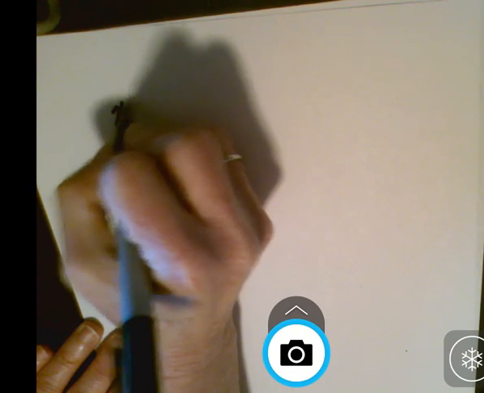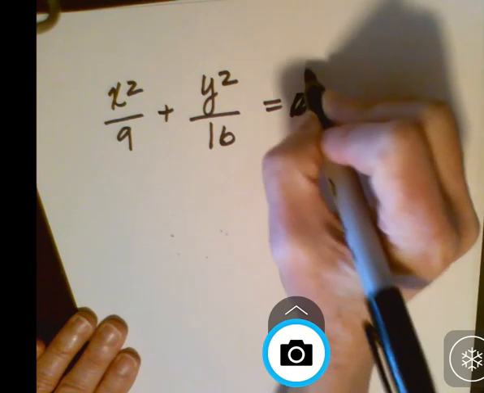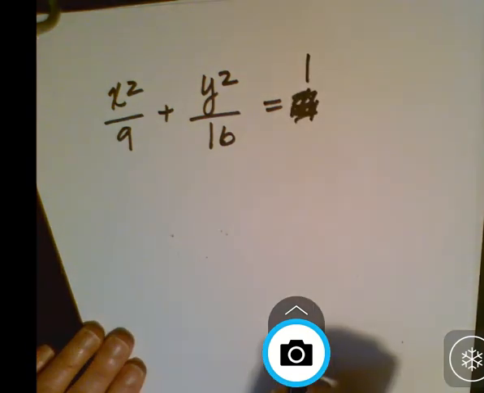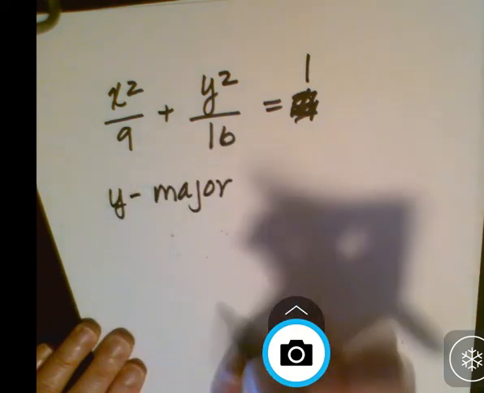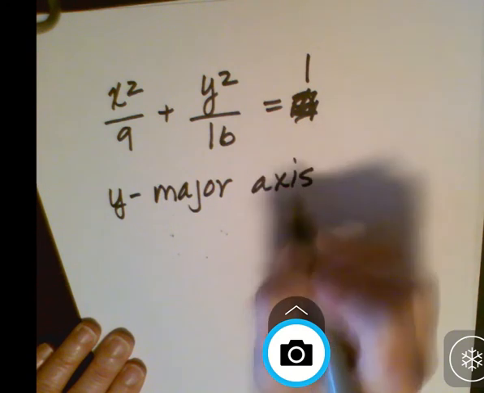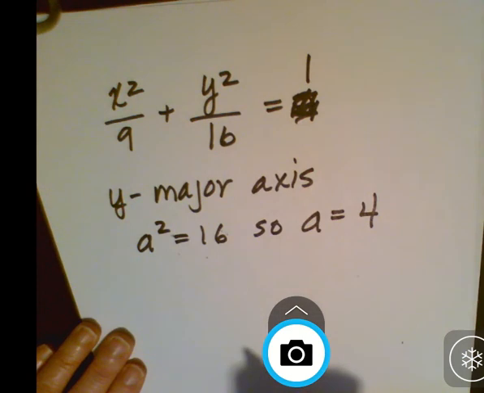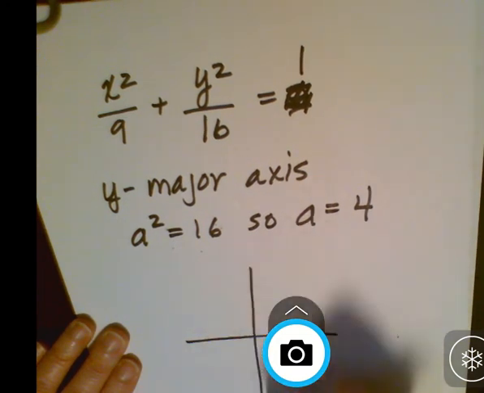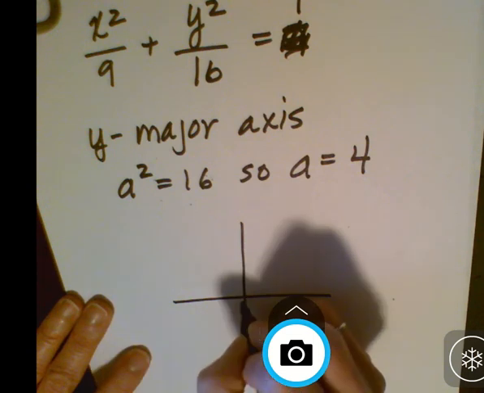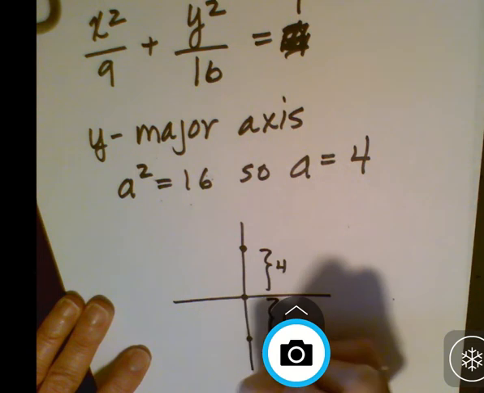Say I had x squared over 9 plus y squared over 16 equals 0. Oh, equals 1. Sorry about that. That's the standard form. So what I know is y is the major axis. How do I know? The bigger number's under the y. What do I also know? I know that a squared equals 16, so a must be equal to 4. So if I'm trying to match an equation to a graph, I'm looking for an ellipse that's elongated on the y-axis, because that's the major axis, and that the distance to the vertices is 4, because a squared is 16.